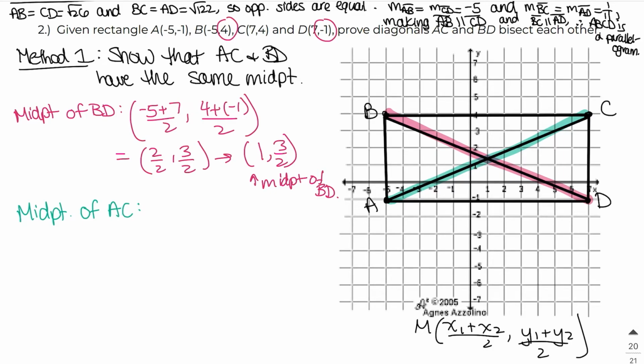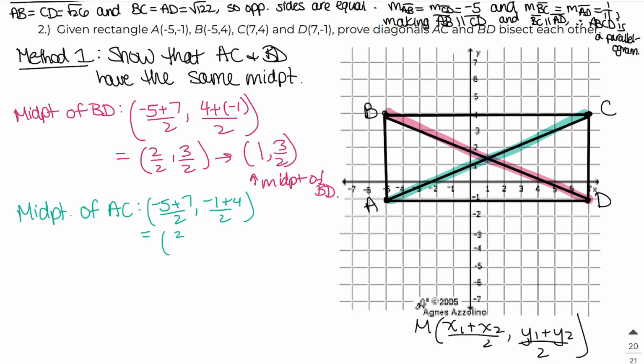So to find the midpoint of AC, I'm going to do the exact same thing. I'm going to add negative 5 and 7 together as well, divide that by 2. And then for my y values, add negative 1 and 4 together and then divide that by 2. So I end up getting 2 over 2, 3 over 2, which means I get 1, 3 over 2. And this is the midpoint of AC.